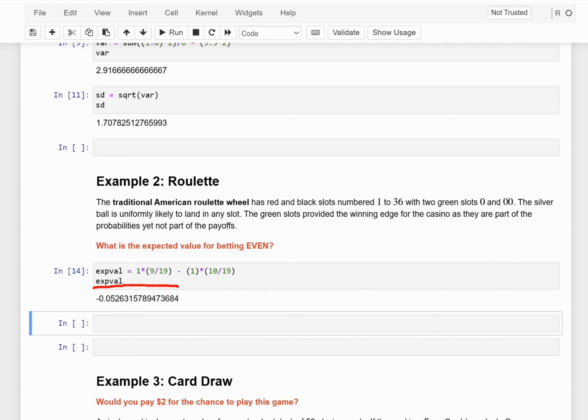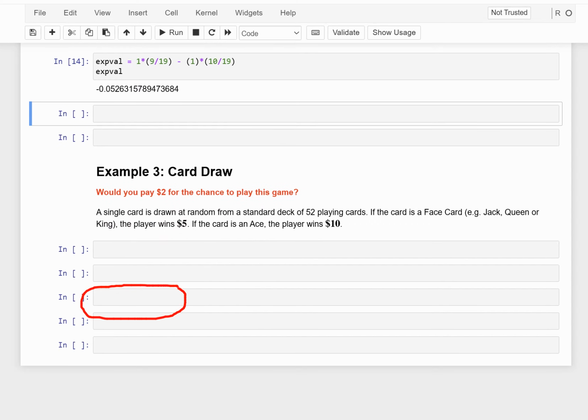By the way, the expected value for all roulette plays is the same, whether I bet on 4 numbers, whether I bet on a single number. It turns out that those expected values are all the same. They're all negative 1/19. So the last example we'll look at is the card draw.